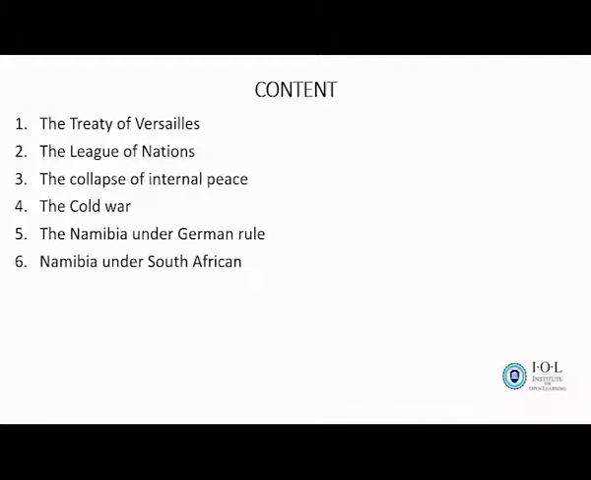Number 2, we have the League of Nations. Number 3, we have the collapse of international peace. Spelling error there, it is supposed to be the collapse of international peace, not internal peace. Sorry for that. And then we have the Cold War. Then we have Namibia under German rule and Namibia under South African rule.